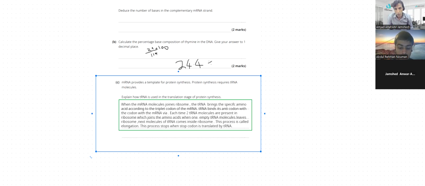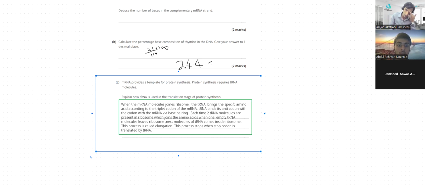Each time, two transfer RNA molecules are present in the ribosome, which joins the amino acids, and one empty transfer RNA molecule leaves the ribosome. The next transfer RNA molecule comes inside the ribosome. This process is called elongation. This process stops when the stop codon is translated by transfer RNA.